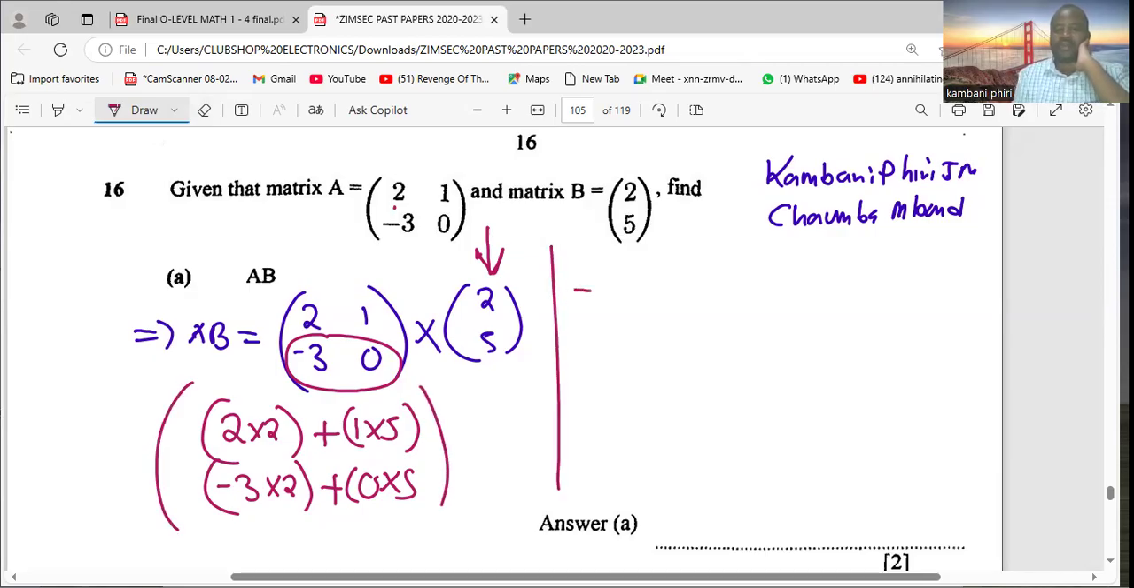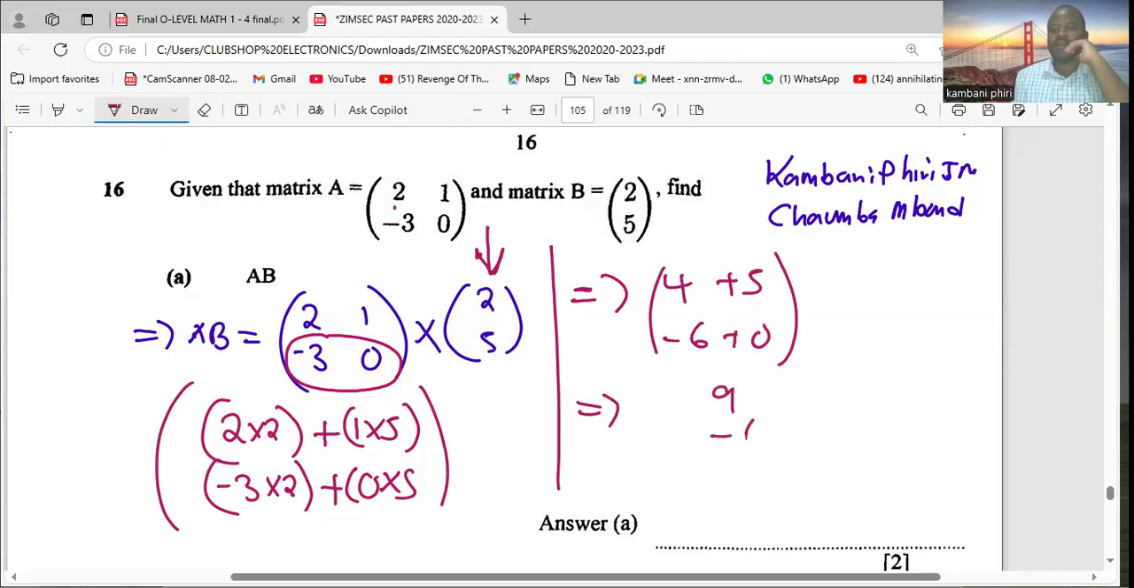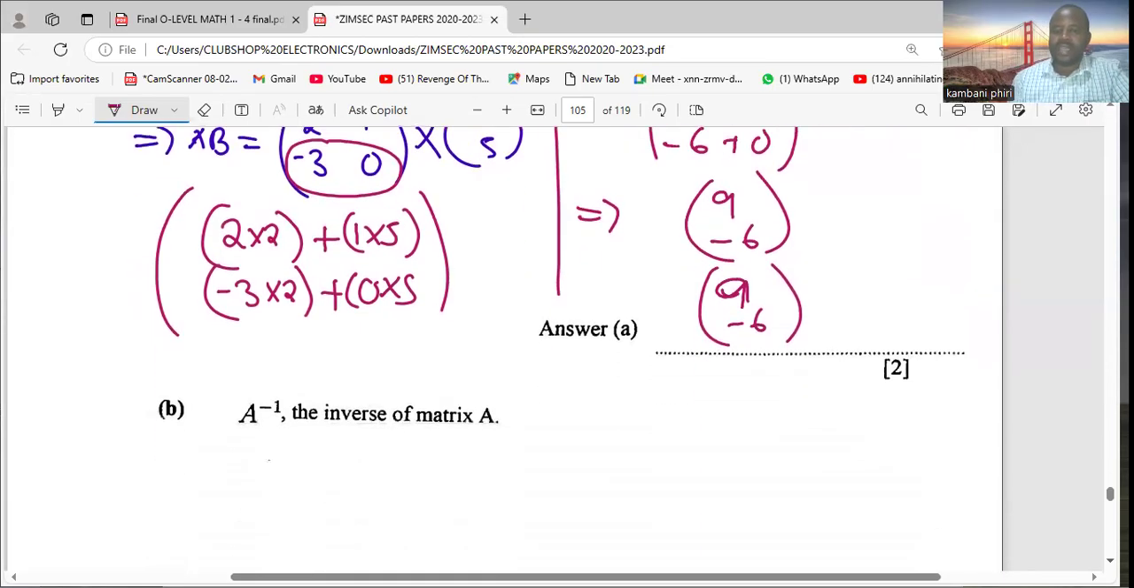What do we get? So you have got 4 plus 5, negative 6 plus 0. And when we add, what is our solution? 9, negative 6 is a 2 by 1 matrix. So 9, negative 6. Get your 2 marks.